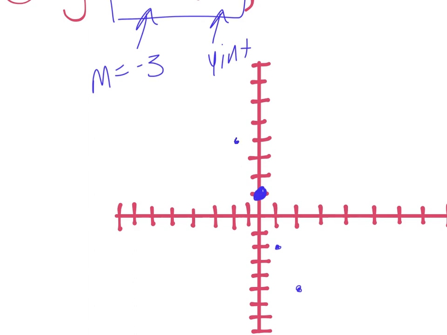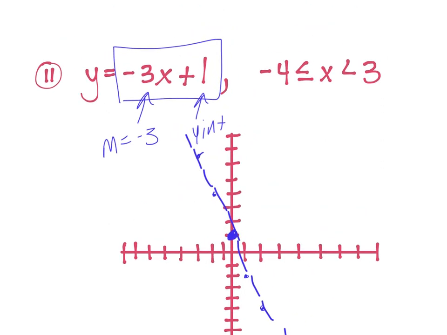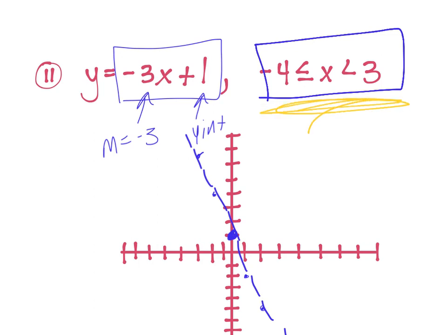How do I know which way to go over? If it's a negative slope, which way does it go? Down, right? So this is what my graph looks like. You guys agree? But the only thing they're concerned with are the x values between what and what? What does it say? Between where and where? Read it. Between -4 and 3. So 1, 2, 3, 4. I'm going to go up here.